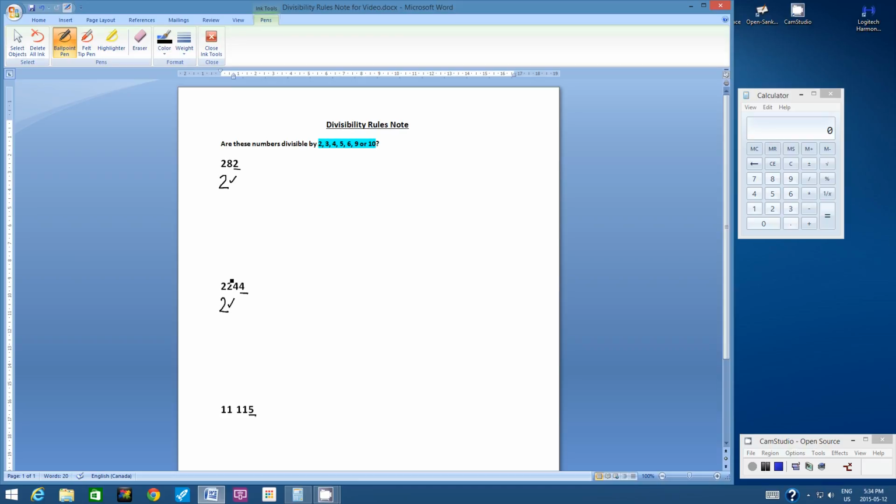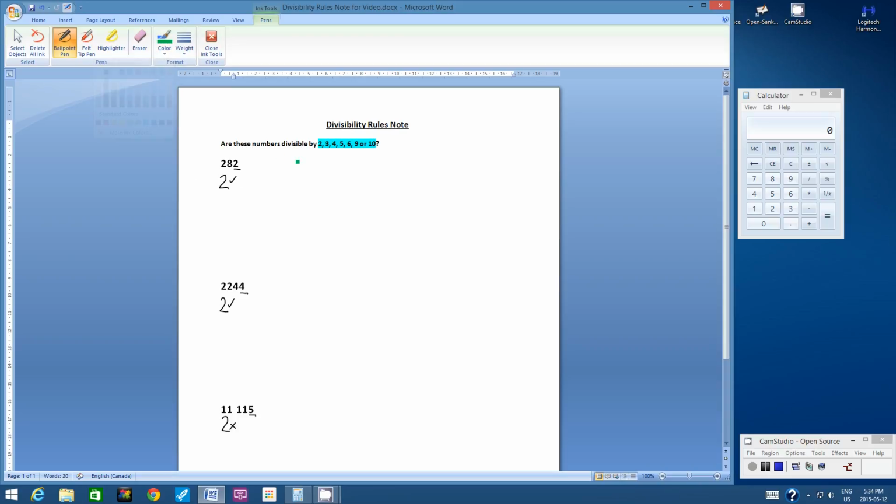goes into this number. Let's look at the last number, 11,115. The number in the ones column is a 5. Is 5 divisible by 2? No, it is not. So 2 does not work. Hopefully you were able to write down the divisibility rule for 2 in your own words. I'm going to change colors.